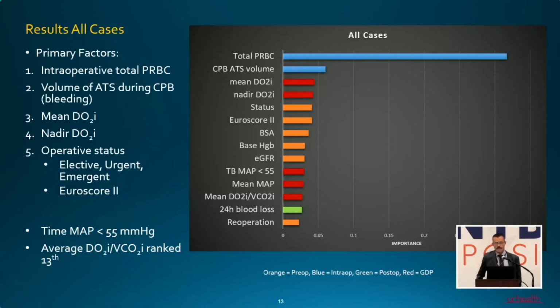If we go further down the list, other GDP elements that we see, the time that the mean arterial pressure is less than 55, the mean arterial pressure on bypass, and this mean DO2 VCO2 ratio. So for those of you not familiar with this, this is the oxygen delivery to the carbon dioxide production rate. And this is an indication of adequacy of oxygen delivery for the patient's metabolic rate.